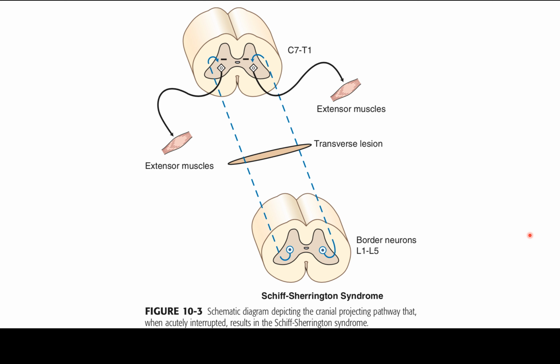These interneurons are referred to as border cells because they are located in the dorsolateral border of the ventral gray column of the lumbar spinal cord segments. Their axons course cranially in the fasciculus proprius and terminate by synapsing on thoracic limb extensor LMNs in the cervical intumescence. Figure 10-3. Their normal function is to inhibit these extensor motor neurons.